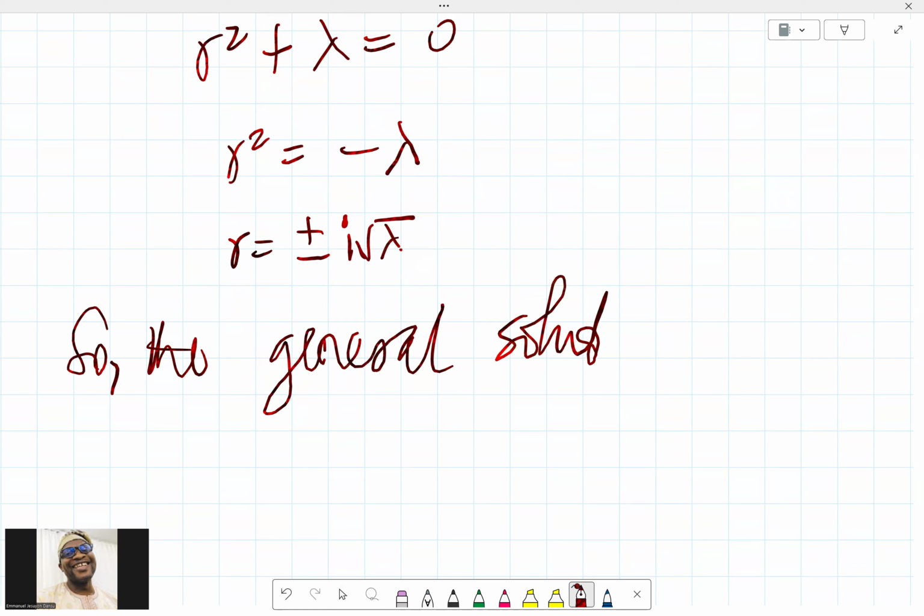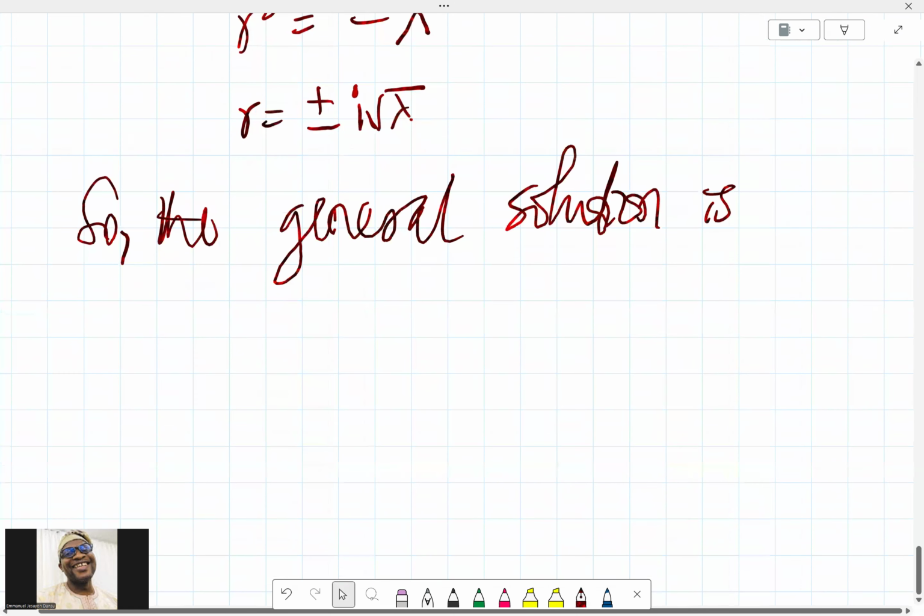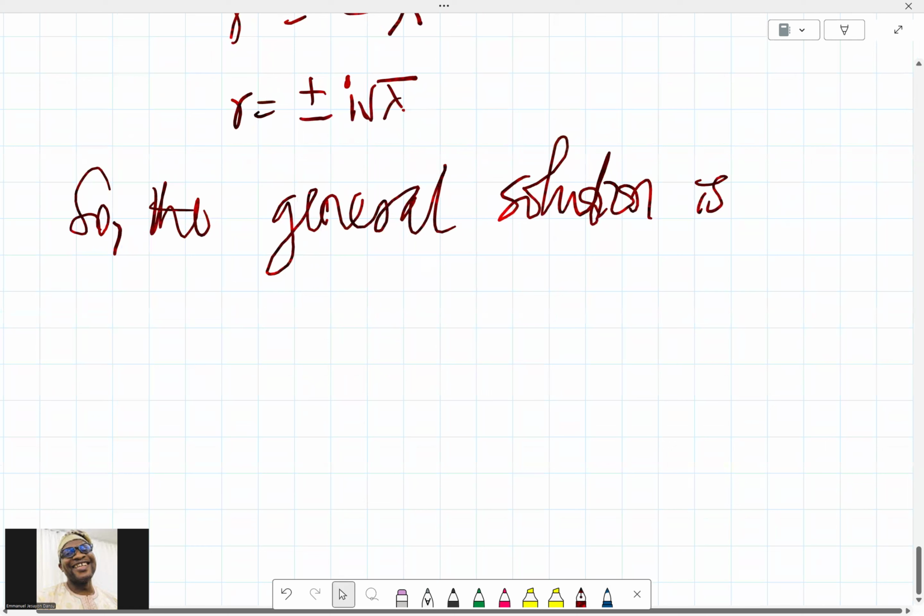So with that now, we can say the general solution is, and when you get complex results like that, it simply means that, interestingly, the real part is 0. So it's fully oscillatory, yeah.